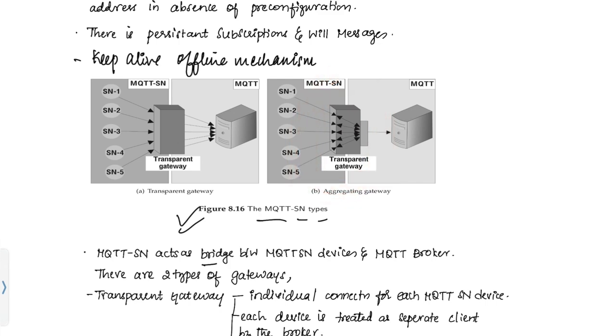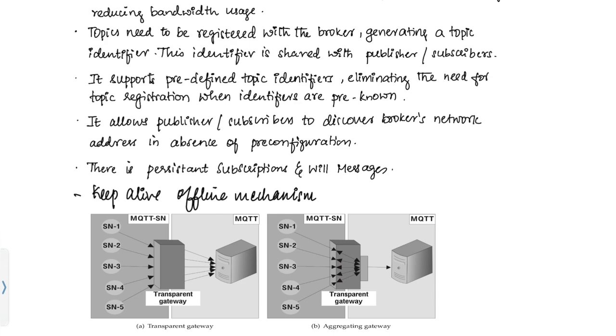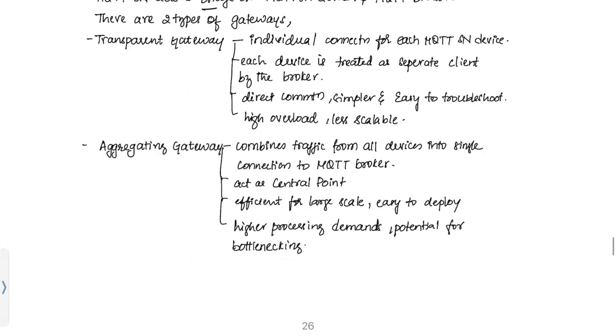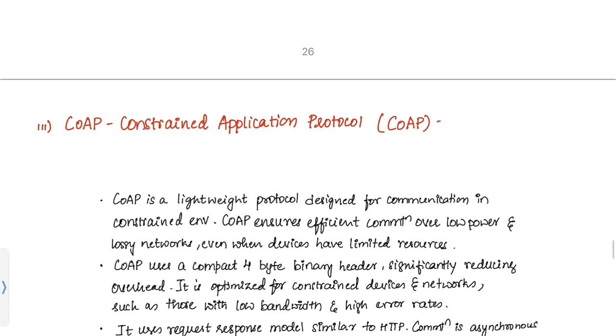So this was about the MQTT-SN types. We have covered all the important points related to MQTT. So next, moving on further, we have CoAP. CoAP stands for Constrained Application Protocol. The Constrained Application Protocol is a lightweight protocol designed for communication in constrained environments. CoAP ensures efficient communication over low power and lossy networks even when devices have limited resources.